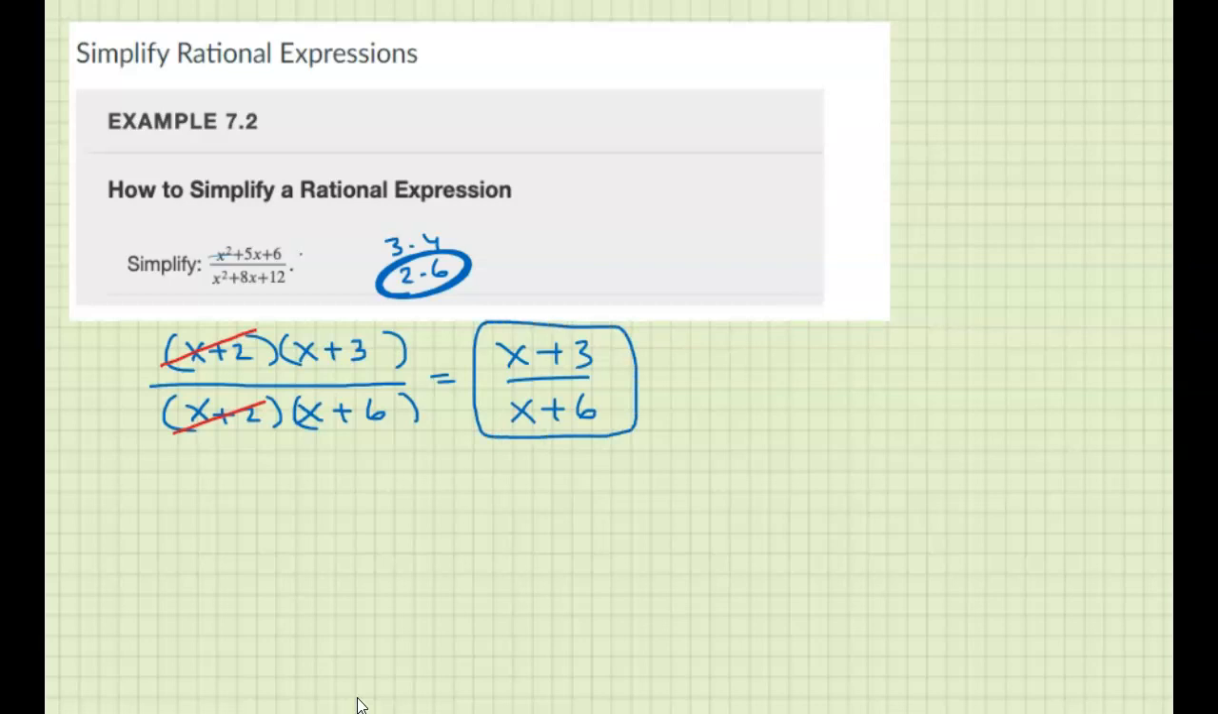Be careful with simplifying rational expressions. You cannot cross out the x squares here. You cannot simplify if you're crossing out part of a sum or a difference. That's because of PEMDAS, order of operations. When you have x squared plus 5x plus 6 on top of the fraction, there's an invisible parentheses here, and x squared plus 8x plus 12, there's an invisible parentheses here. It's not written for convenience, but it's there.